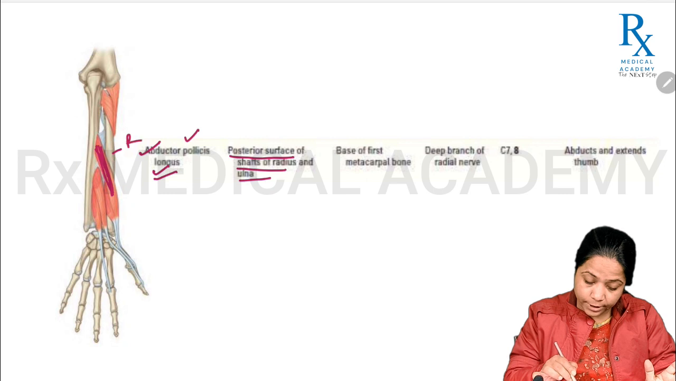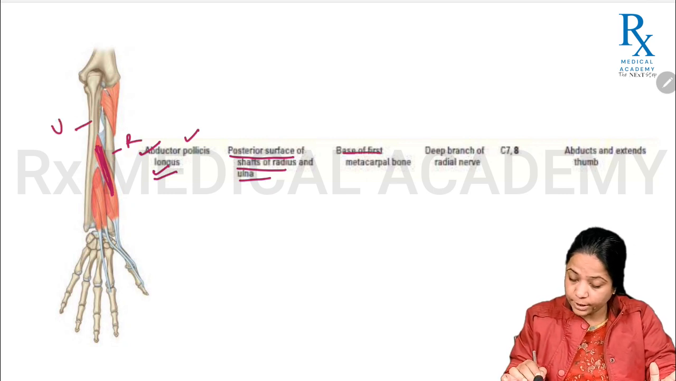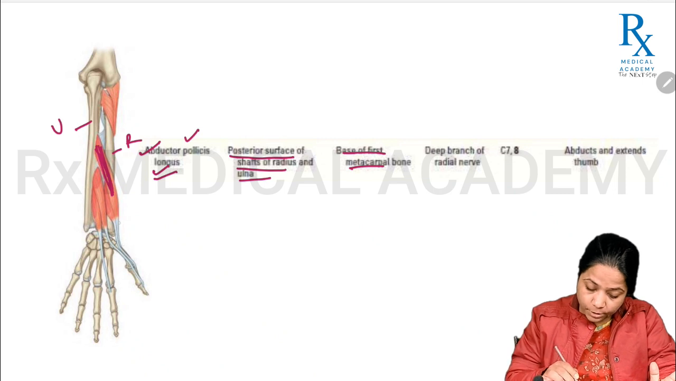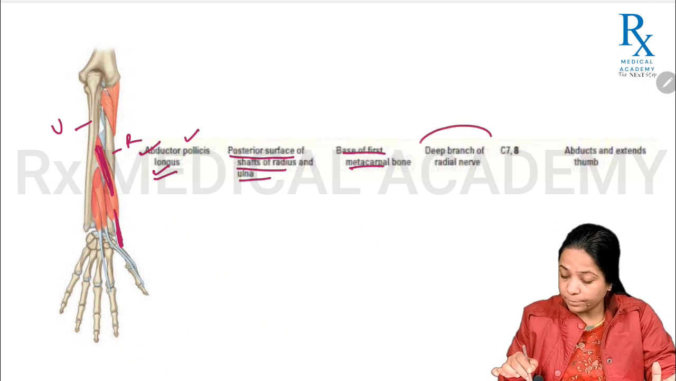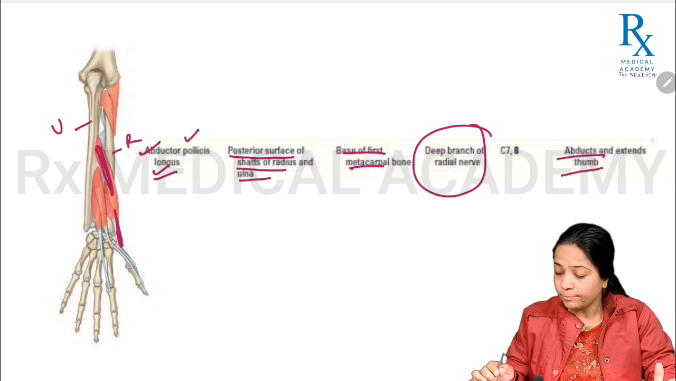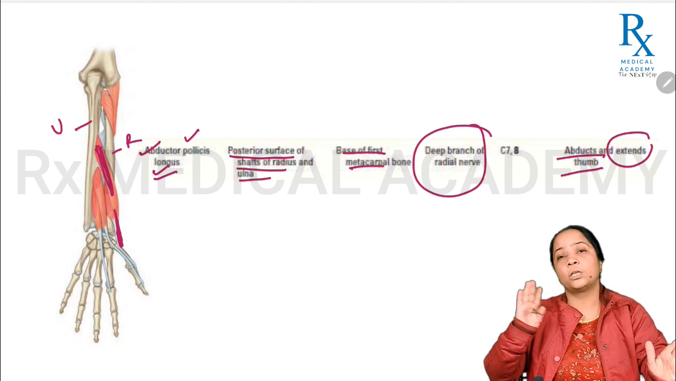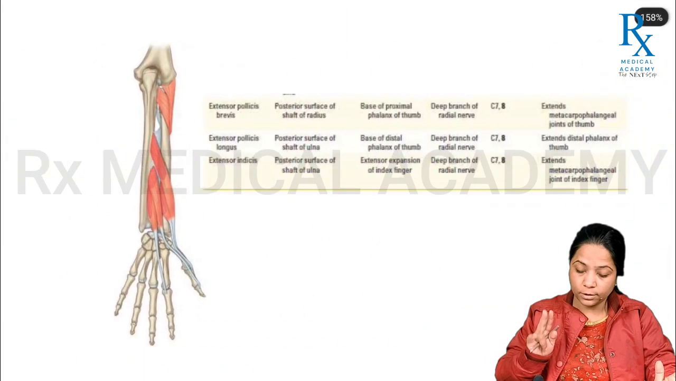This is the radius and this is the ulna, and it is going to insert onto the base of the first metacarpal. So here you can see this is going to insert onto the base of the first metacarpal bone, and it is supplied by the deep branch of radial nerve, and as the name suggests, it causes abduction of the thumb, and also because it is situated on the posterior compartment, so it also produces extension of the thumb.